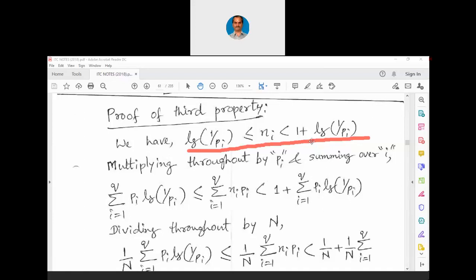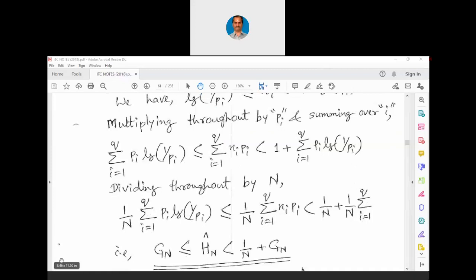Now, let us divide the same line by n, because we want to prove that third property. So, dividing throughout by n, 1 over n and summation of i equals 1 to q of Pi log of 1 over Pi, this is nothing but Gn. This is nothing but the average information content per symbol for that given sequence. Now, that is less than or equal to 1 over n summation of i equals 1 to q of Ni Pi. This is nothing but the Hn cap, or the average number of bits per symbol when the sequences are transmitted. And lastly, it is 1 over n plus 1 over n summation of i equals 1 to q.